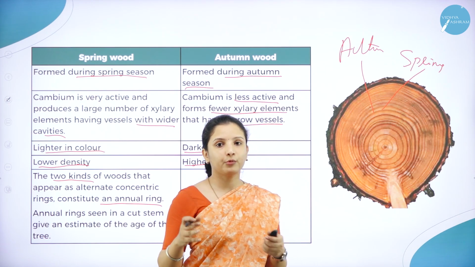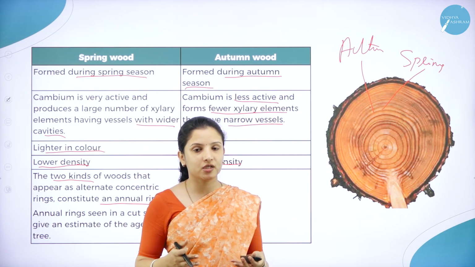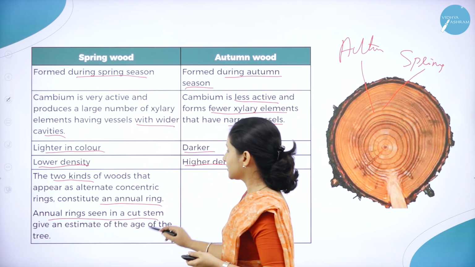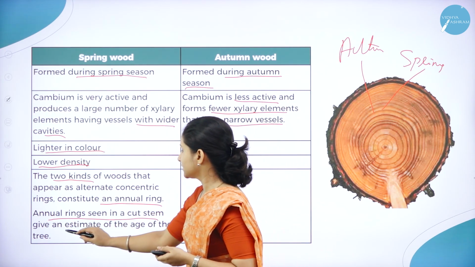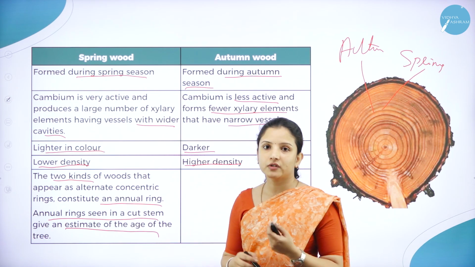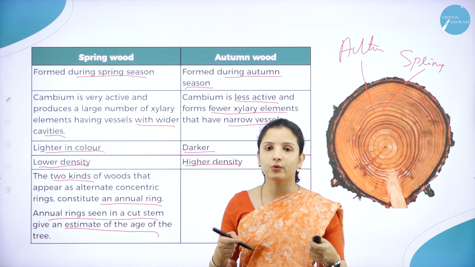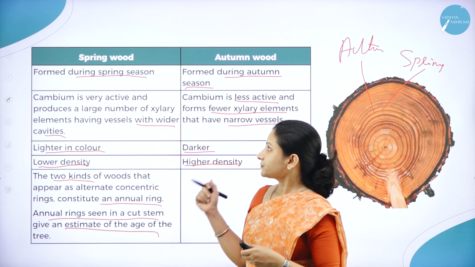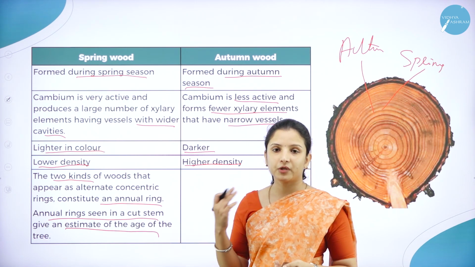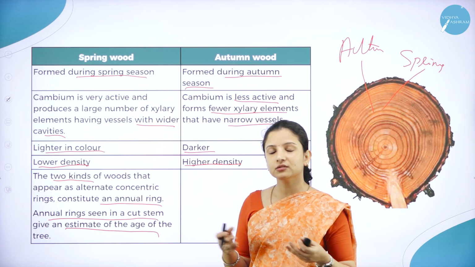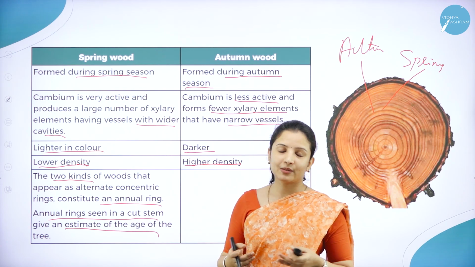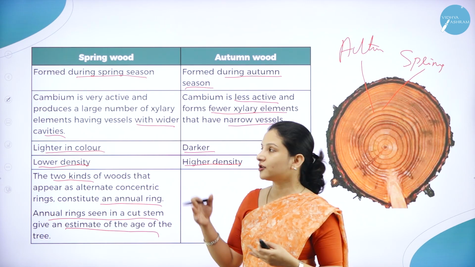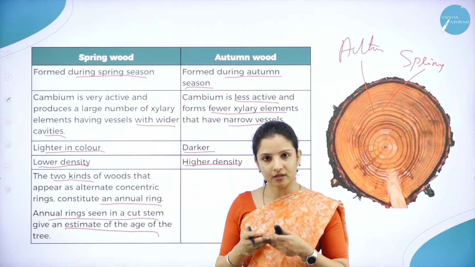By counting the number of annual rings, the age of a tree can be determined. Annual rings seen in a cut stem give an estimation of the age of the tree: how many years old the tree is. So this is one important feature of the spring wood and the autumn wood. What are the spring wood and the autumn wood? They are nothing but xylem elements differentiated in color based on the activity of the cambial ring.